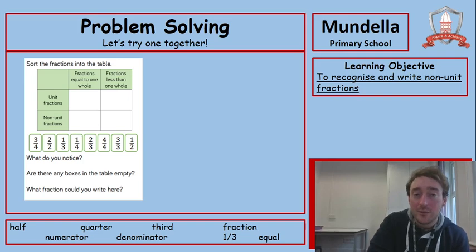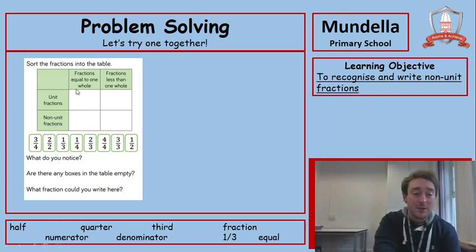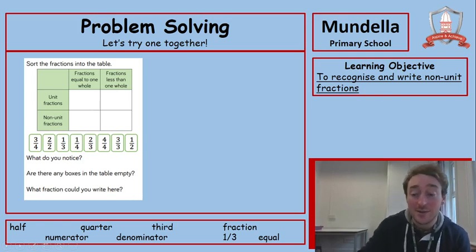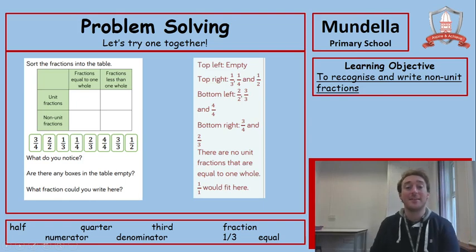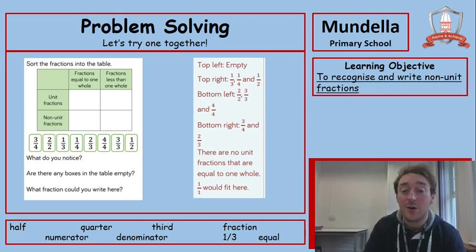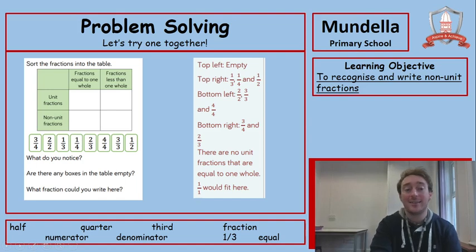There was one box that was empty, wasn't there? Because in terms of our unit fractions, we had everything beginning with 1, but our options didn't have 1/1. And that is the fraction that we could write there. Should we check our answer? Let's look. Yep, that is everything that we said, and there are no unit fractions that are equal to 1 whole, but 1/1 would fit there if we had it.